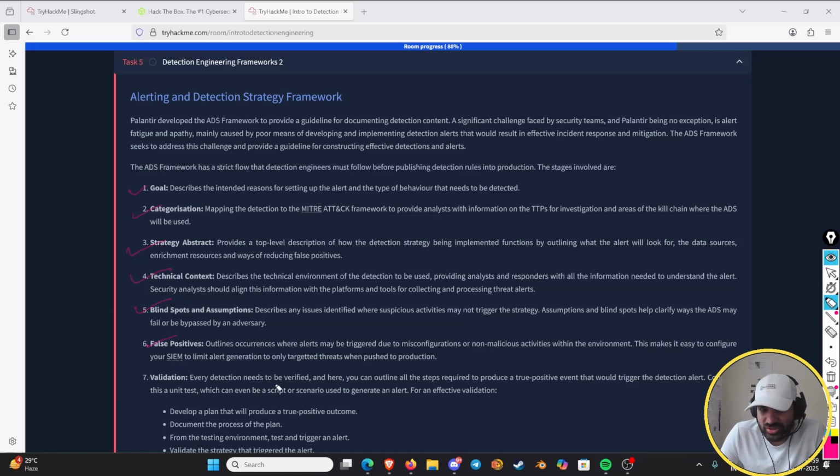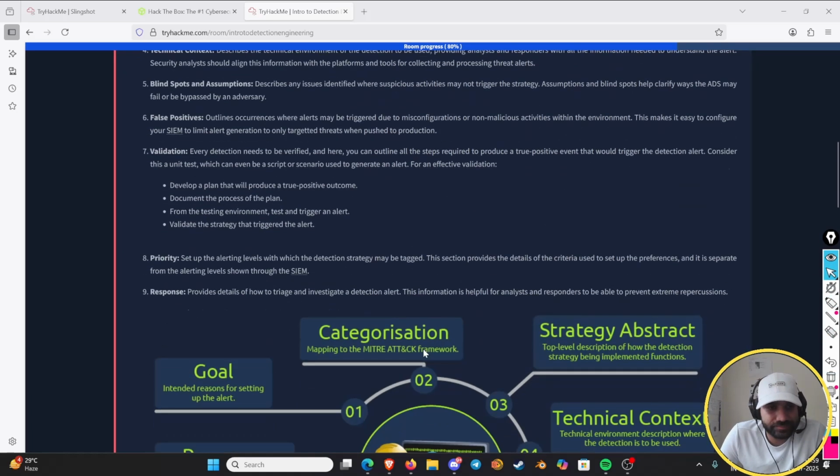Validation, every detection needs to be verified. And here you can outline all the steps required to produce a true positive event that would trigger the detection alert. Consider this a unit test, which can even be a script or scenario used to generate an alert for effective validation. Develop a plan that will produce a true positive outcome, document the process of the plan, from the testing environment, test and trigger an alert, and validate the strategy that triggered the alert.